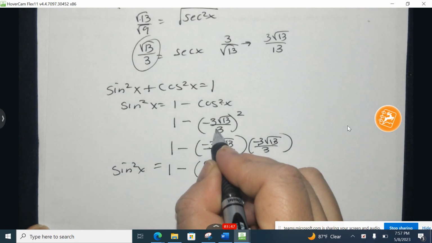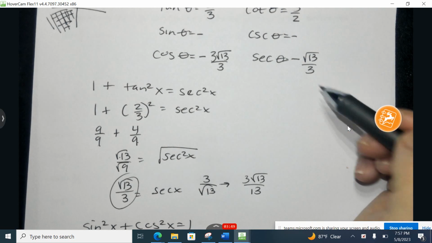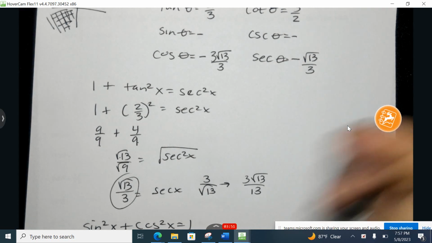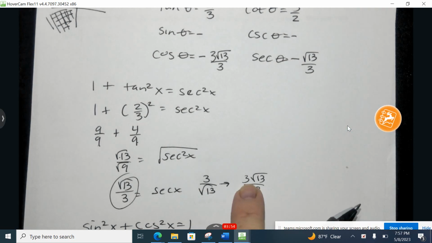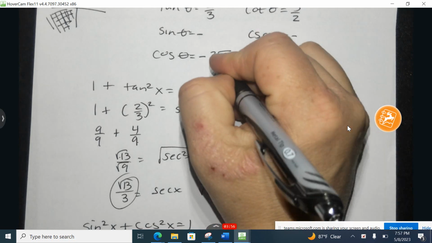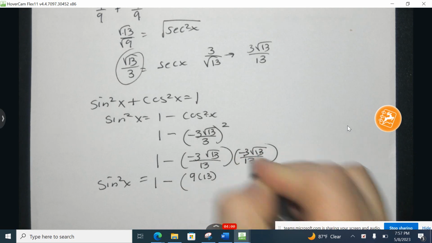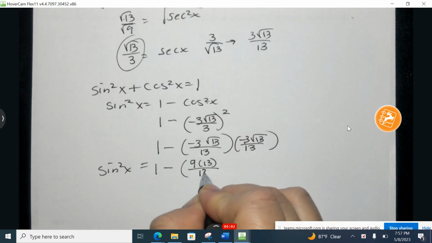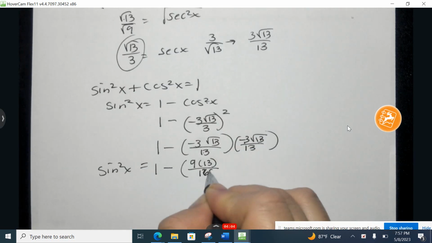And I meant to put on the bottom here, notice if I go up above, when I rewrote this, it was 3 radical 13 over 13. I forgot a 13 right here. So I come down here, these are supposed to be 13s. Okay, all over 13 times 13 is 169.